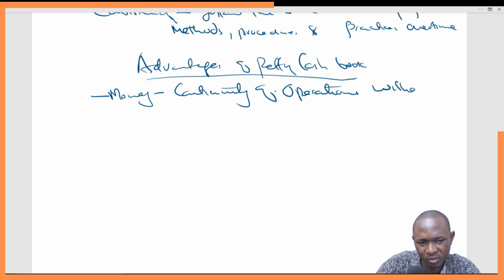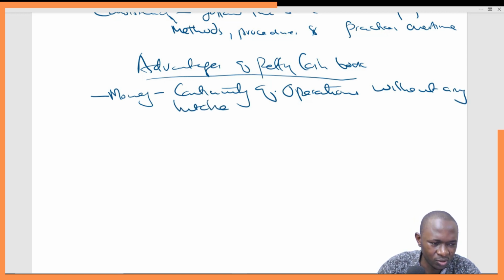without any hitches. Continuity of operation without any hitches. So that one comes in as one of the key advantages of maintaining petty cash book the imprest way, that there will be continuity of operation without any hitches, because money is always there.